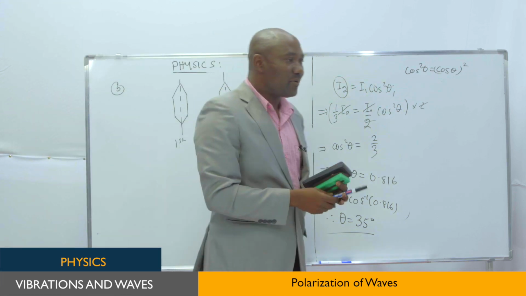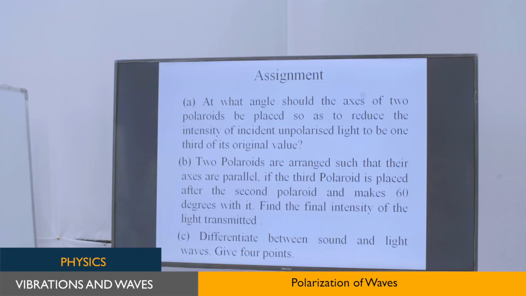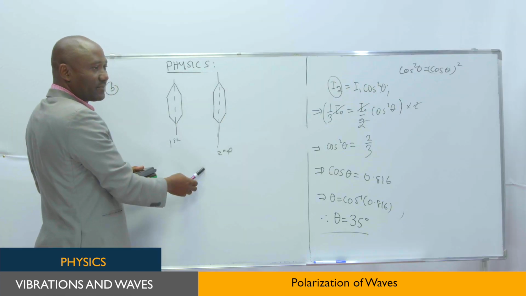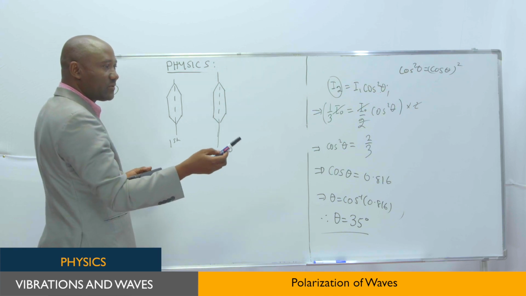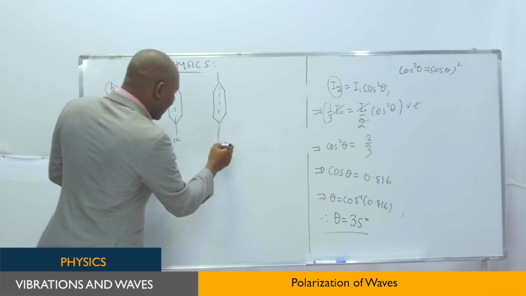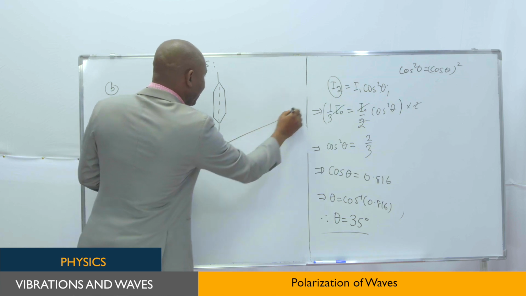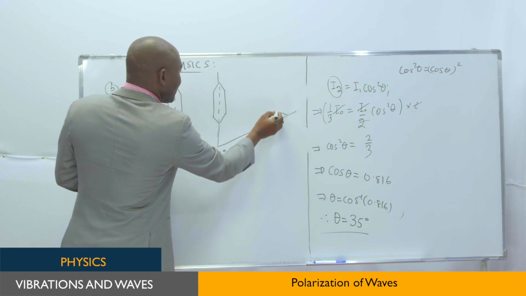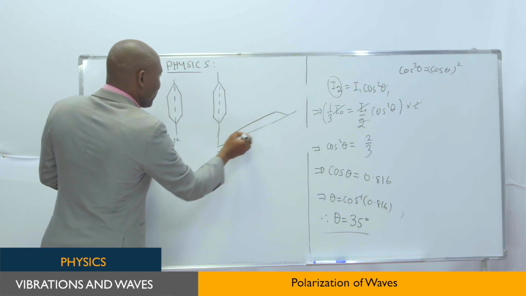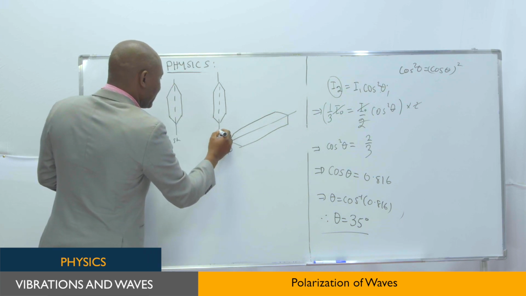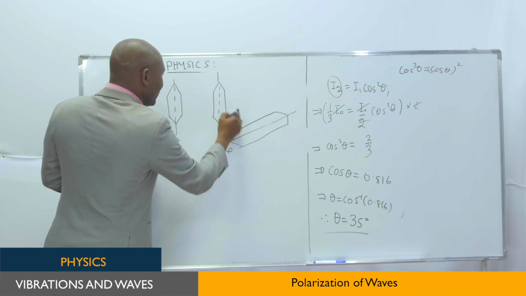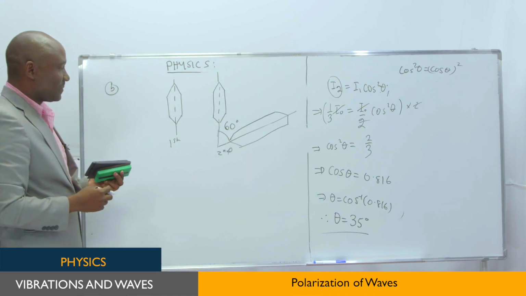Now, the third polarizer is placed after the second. Okay, the third one is after this. How is it now placed? It makes 60 degrees with it. So you have another polarizer here, which is now making an angle of 60 degrees with this one, the second.